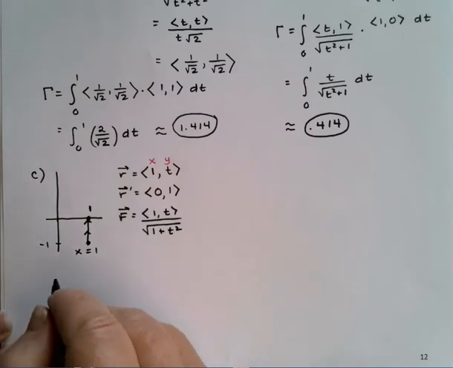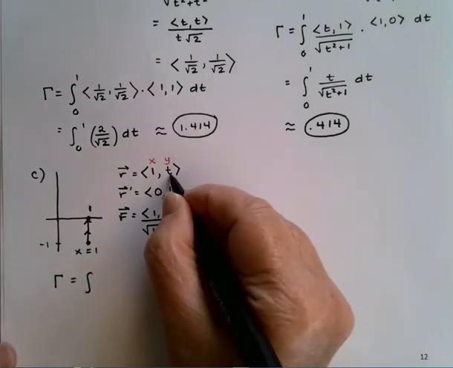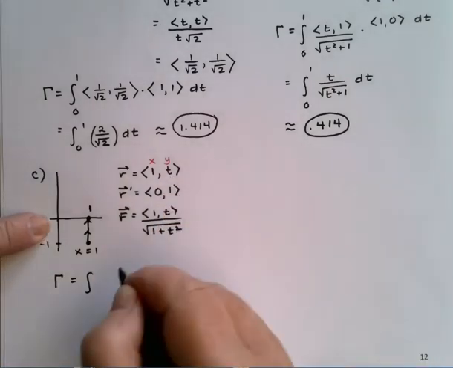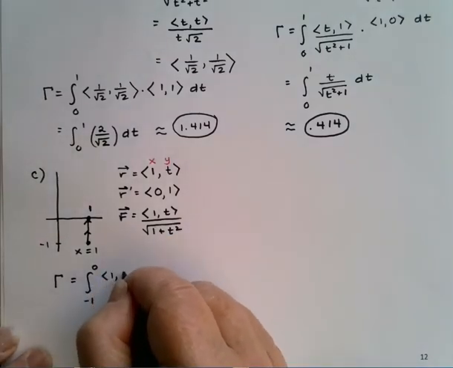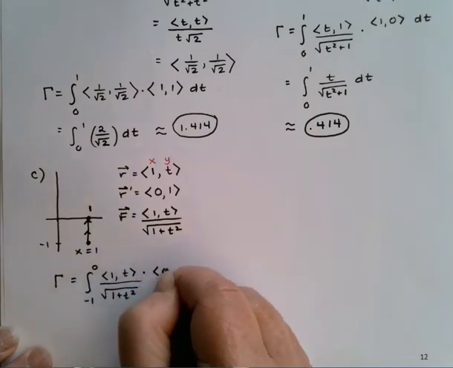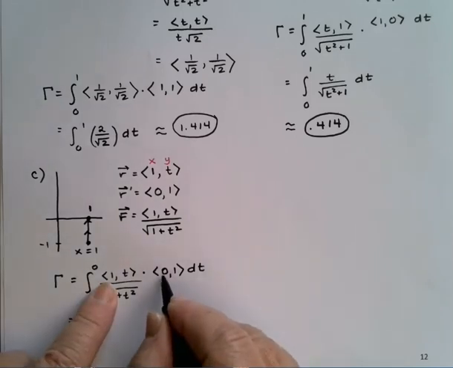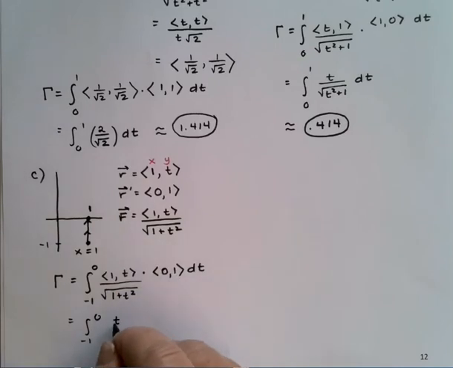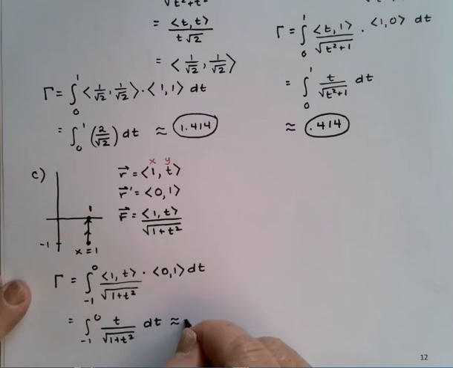And so, when I go to write down my circulation, notice this time the y value is t, and the y's go from -1 to 0. F dot r prime, and let's see, the dot product here would be 0 plus t over the square root of 1 plus t squared. And again, I just used a calculator to integrate that. And this time I got -0.414.